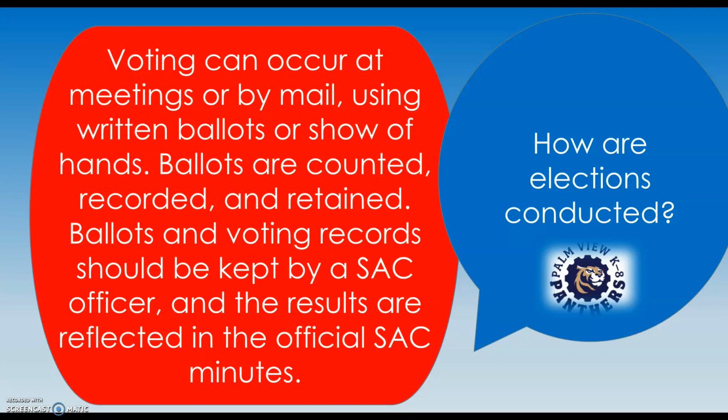Something else you might be interested in is how elections are conducted. You can opt to be a voting member of the committee. We are sending home a form that you have already received if you're viewing this video, and you can request to be a member. Then the voting occurs either in face-to-face meetings, or in this case, by sending it home on paper, written ballots. The ballots are counted, recorded, and then, of course, kept for future records. Voting records are kept by the SAC officer, and the results are reflected in all of our SAC minutes.